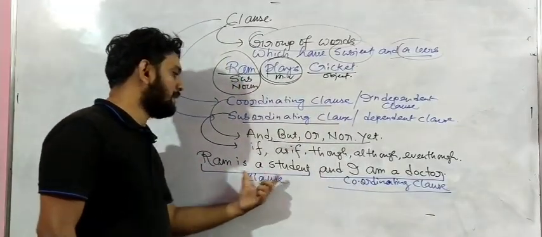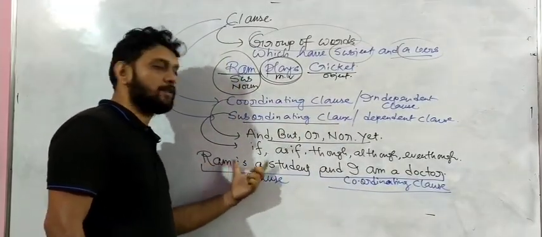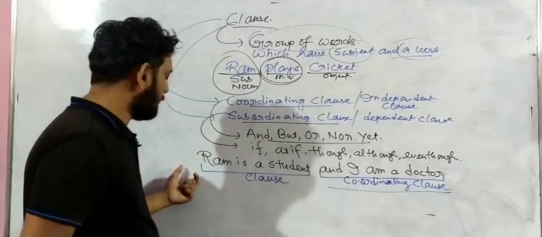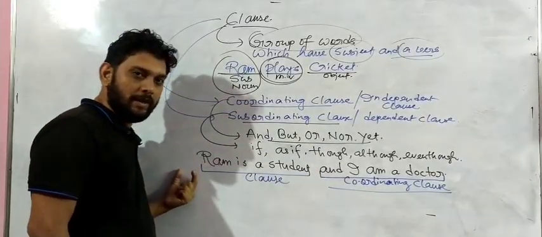And this one, Ram is a student, here you can see no conjunction is found over here. Can you find any conjunction over here? No.